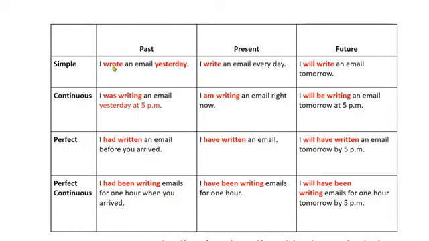To be clear, simple past is a past tense verb. Past continuous is was or were plus verb plus ing. Past perfect tense is had plus verb in past participle form. Past perfect continuous is had been plus verb plus ing. This is the rule. And present tense is the present form of the verb. Present continuous is am, is, are plus verb plus ing. Present perfect tense is have or has plus verb in past participle. Present perfect continuous is have been or has been plus verb plus ing.